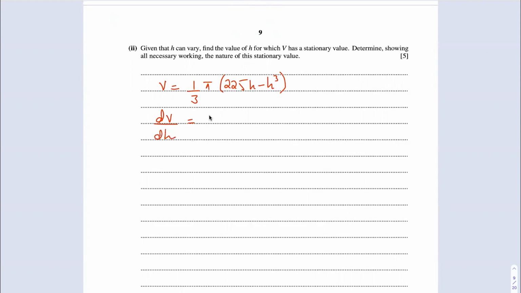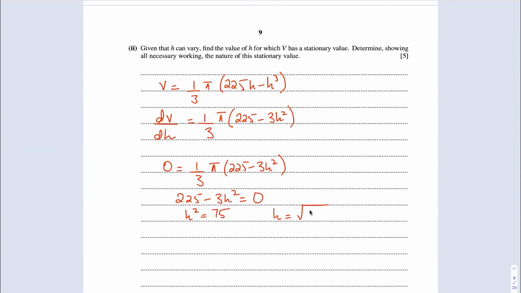Differentiating this, 1/3 π will remain as it is a constant. This will become 225 − 3h². Now substituting 0 over here, we get 0 is equal to 1/3 π into (225 − 3h²). So the 3 will multiply by 0 and the π will divide 0, giving us 225 − 3h² equal to 0. So h² is 225 divided by 3, which is 75, which means h is equal to the square root of 75.